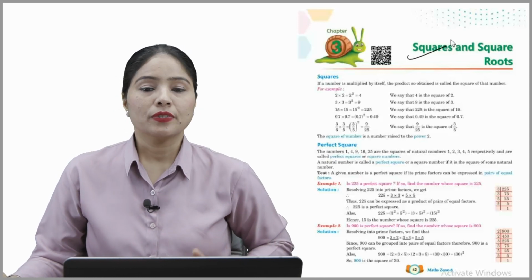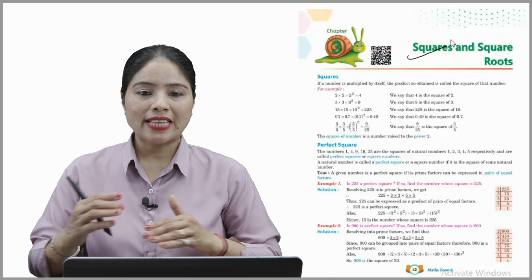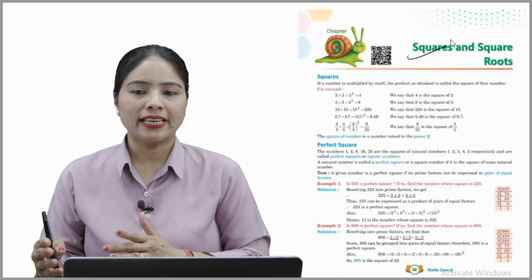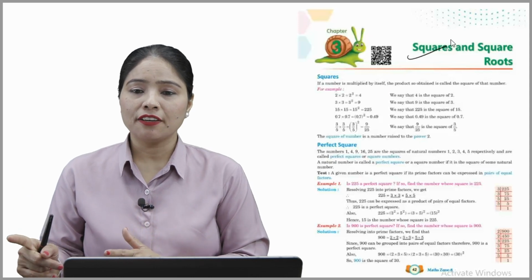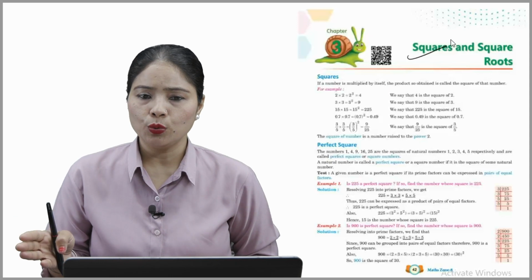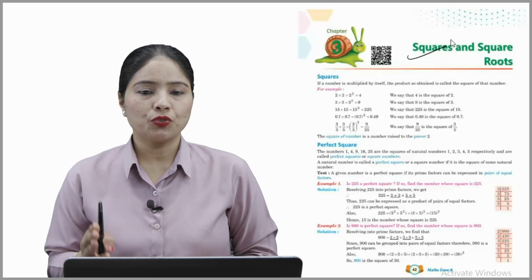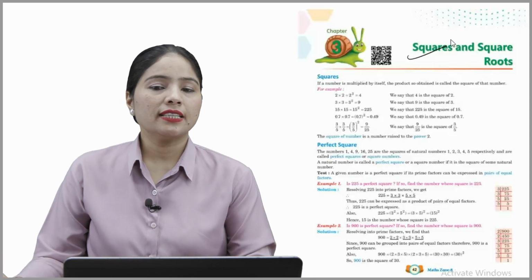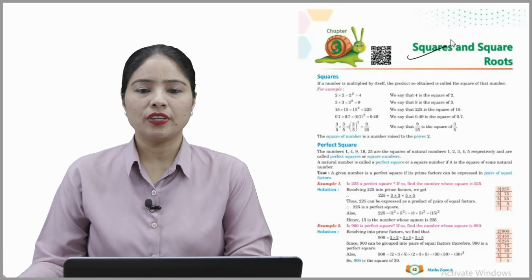For example, 2 into 2. So that means 2 square, what will it be? We multiply 2 by itself, so our answer will be 4. So we say that 4 is the square of 2. Similarly, 3 into 3, that means 3 square is equal to 9. So we say that 9 is the square of 3.